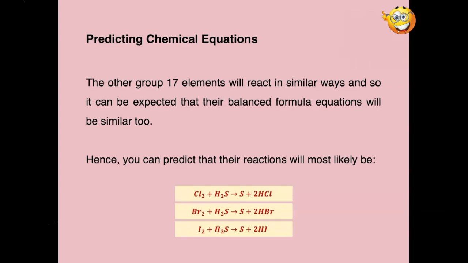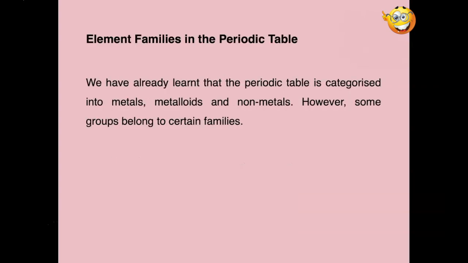So it's basically the same, just replace the group 17 element's letter instead. So Cl2 plus H2S equals S plus 2HCl. And it will be the same for the other elements in group 17 as well. So element families, so we have already learned that the periodic table is categorized into metals, metalloids, and nonmetals.